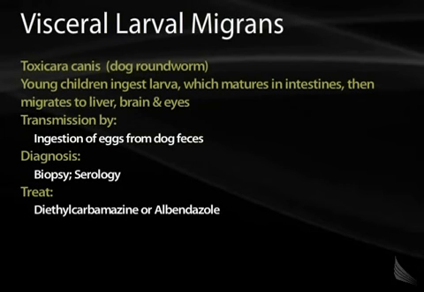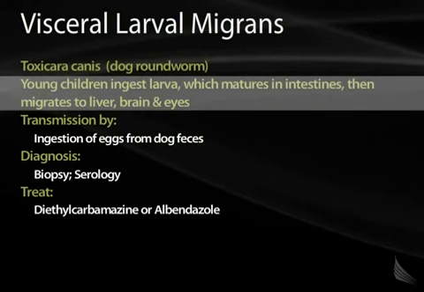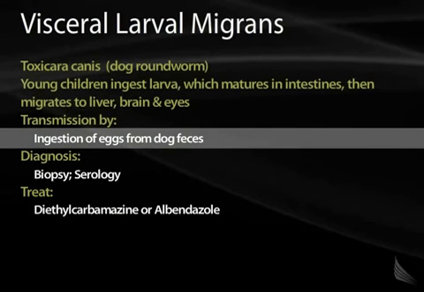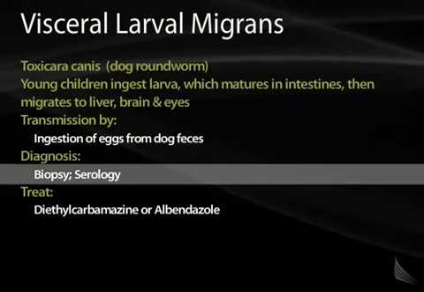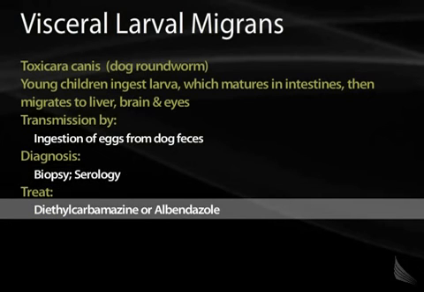Visceral larva migrans is caused by Toxocara canis, which is the dog roundworm. It's most common in young children. They're playing in the sand, they're playing in the dirt, and they ingest the eggs off their hands. Then it goes to their intestine and matures. Then it migrates to the liver, the brain, and the eyes. Transmission of ingested eggs is from the dog feces found in the playground sand. Diagnosis is by biopsy or serology. Treatment is diethylcarbamazine or albendazole.